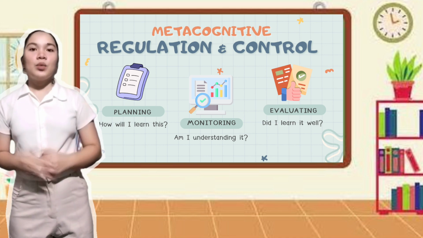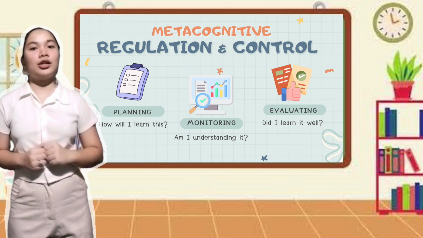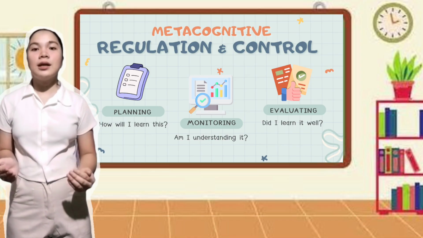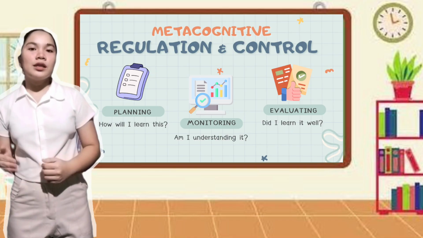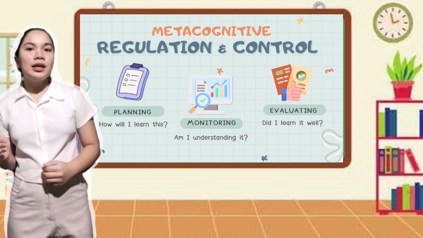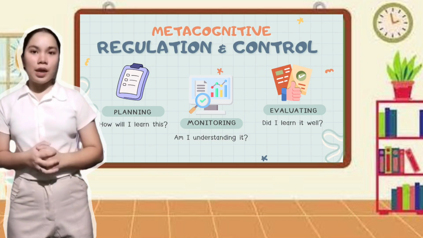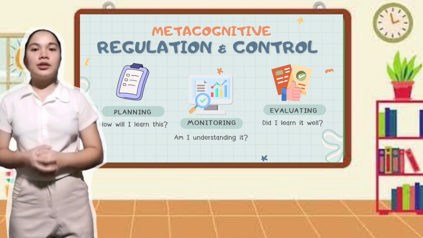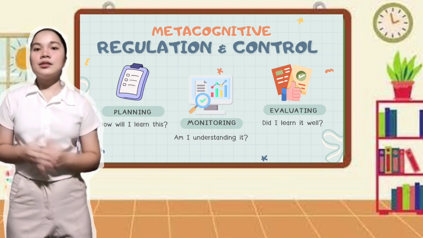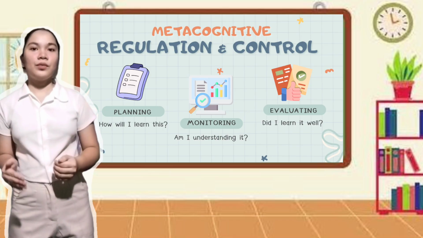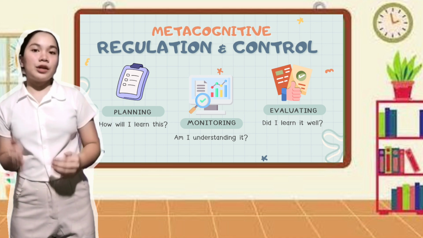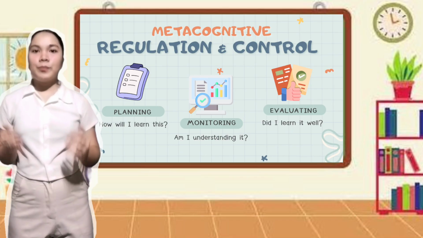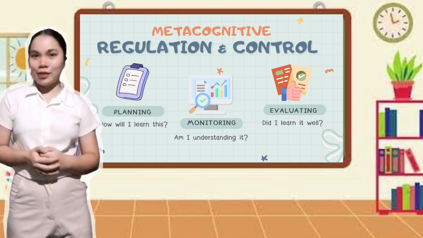First is planning, with a common question, how will I learn this? Planning means deciding what and how you are going to study before you actually start. You think ahead about the materials you will need, the time you will spend, and the best way to learn the topic. Let's say you have a test on Friday. You tell yourself, okay, I'll study science today, then review English tomorrow. I'll use my notes and watch a review video online. And that's planning, preparing a way to learn before you begin.